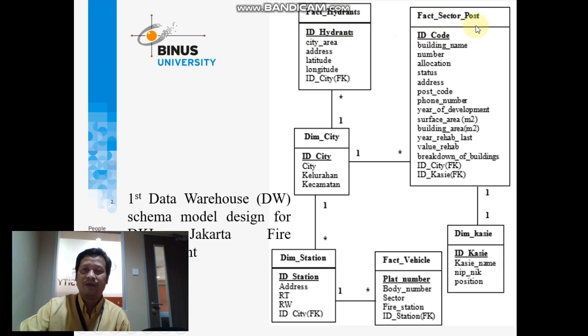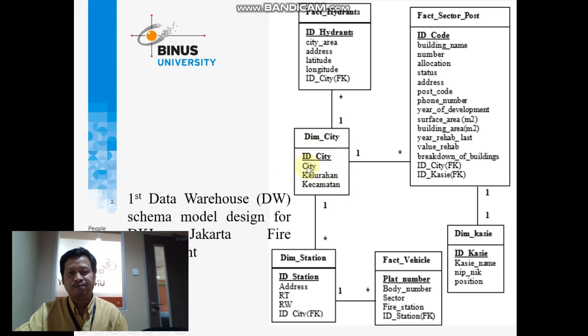And then we have fact sector post, which represents the number of sector posts in Jakarta. And then of course we have fact vehicle, which is the numbering of the vehicles, starting with the plate number and body number. So this is the representation of the fact tables, and after we have the fact tables, we try to make some other dimension tables.